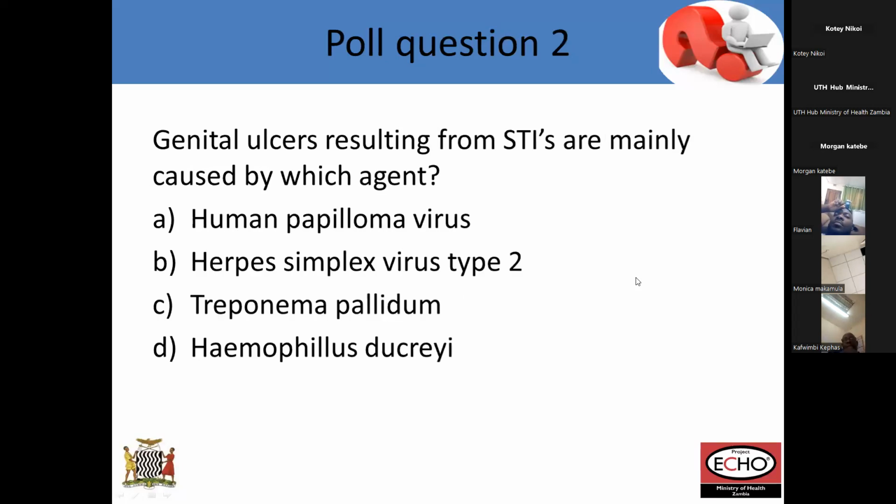We have our second poll question, which reads, genital ulcers resulting from STIs are mainly caused by which agent? The options are A, human papilloma virus, B, herpes simplex virus, C, treponema pallidum, and D, Haemophilus ducreyi. So genital ulcers resulting from STIs are mainly caused by which agent? Option A, human papilloma virus, B, herpes simplex virus type 2, C, treponema pallidum, and D, Haemophilus ducreyi.